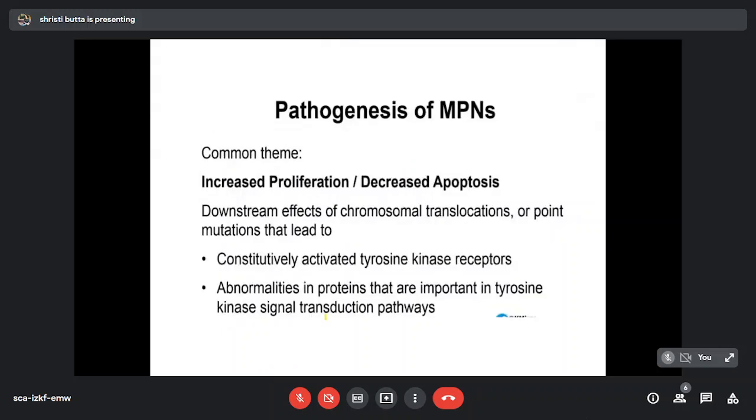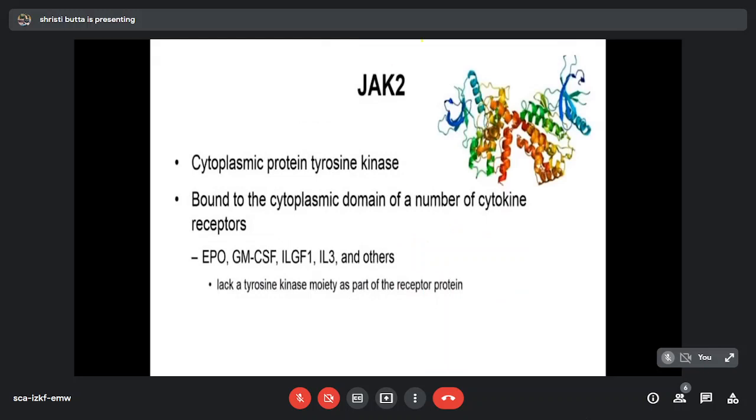Now coming to the pathogenesis of MPNs, it's very important to note that there is either an increased proliferation or a decreased apoptosis. Increased proliferation occurs basically due to constitutive activation of the tyrosine kinase receptors. Now coming to a very important gene, that is JAK2. It's a cytoplasmic protein tyrosine kinase which is bound to the cytoplasmic domain of a number of cytokine receptors, like the erythropoietin, the GM-CSF, or interleukin 3, for that matter.